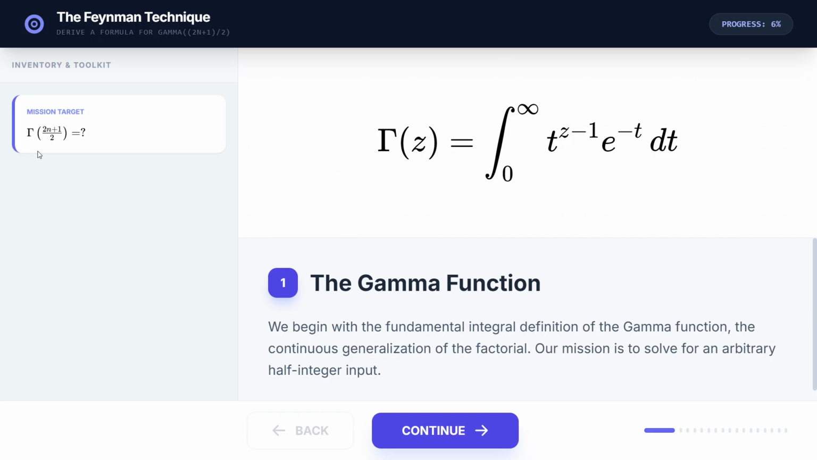So today we're going to try to derive a closed form expression for gamma of (2n plus 1) over 2. In other words, basically the gamma of all the half integers. So the gamma evaluated at things like 1/2, 3/2, -1/2, -3/2, etc. All right. And we're going to be using the integral definition of the gamma function. So gamma of z is equal to this.